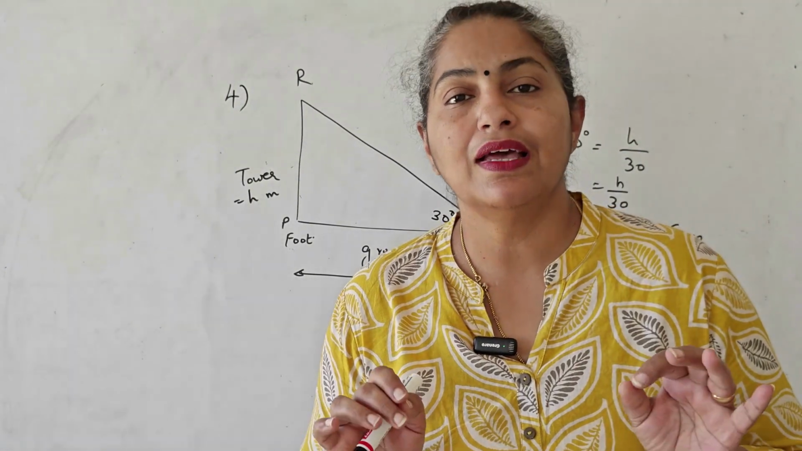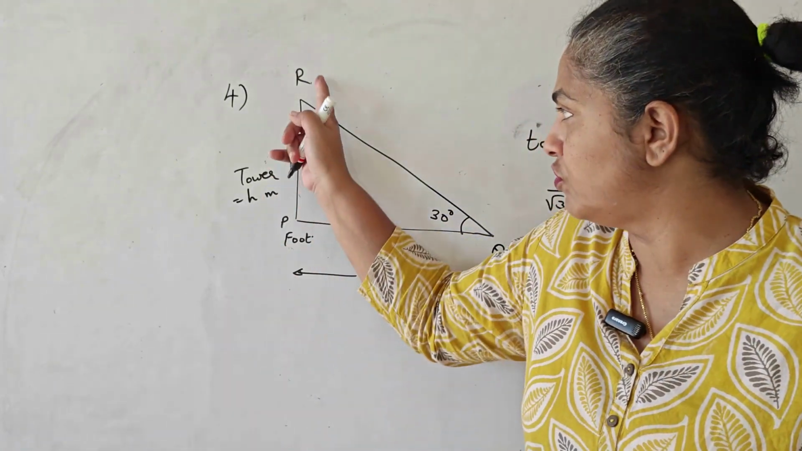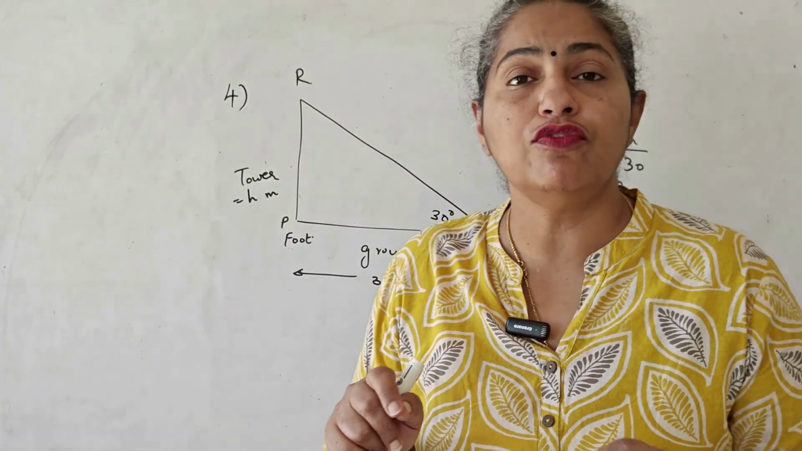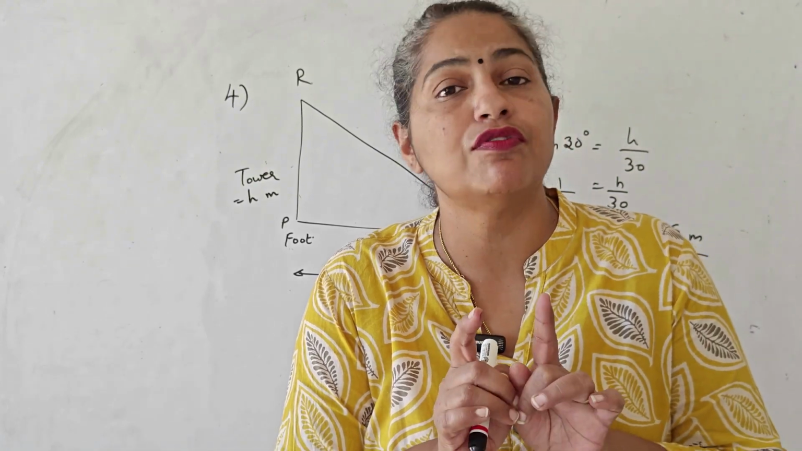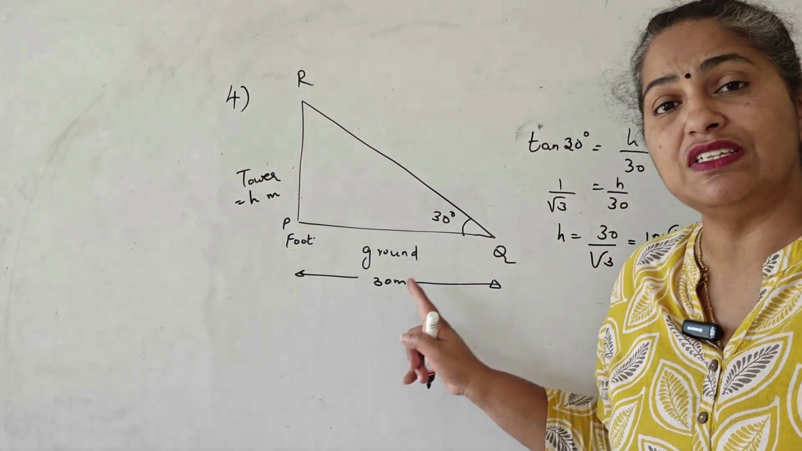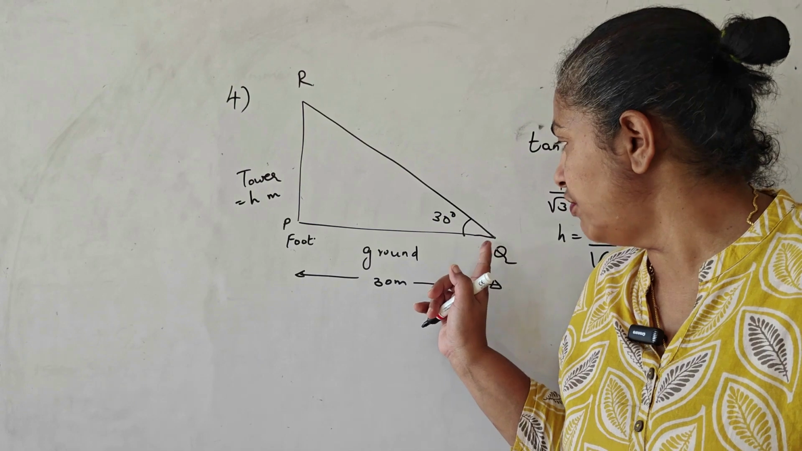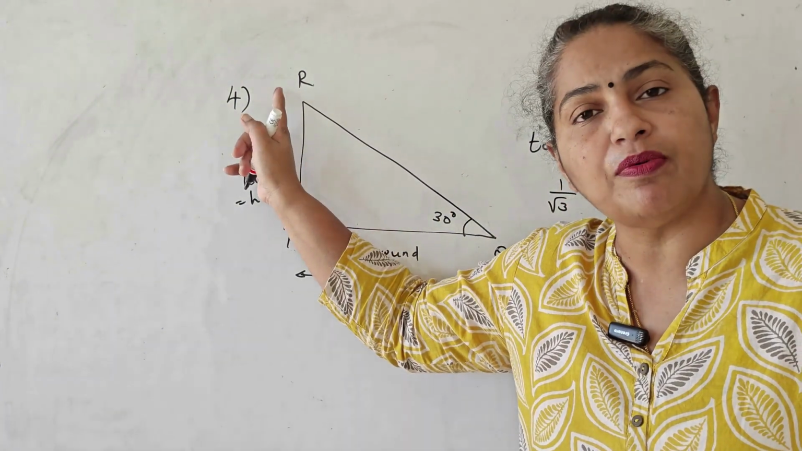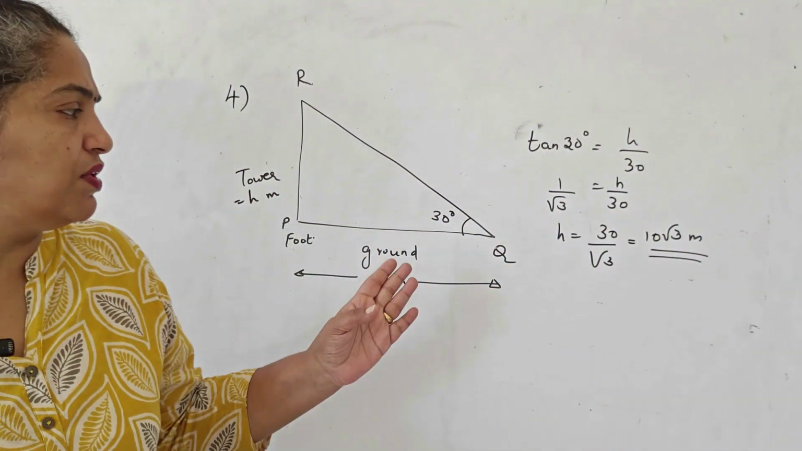In the fourth sum, the angle of elevation of the top of the tower is given to you. This is the tower, and the point from which the angle of elevation is measured is 30 meters away from the foot of the tower. If this is the foot of the tower P, a point Q which is 30 meters away from P is taken, and the angle of elevation at the point to the top of the tower is given to you. Once you are done with the diagram, now it is very simple.